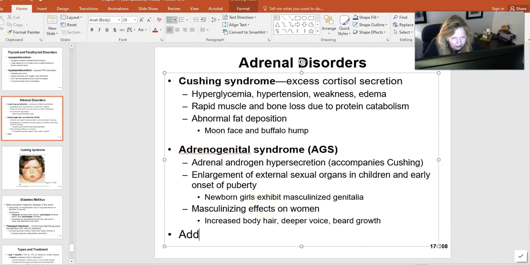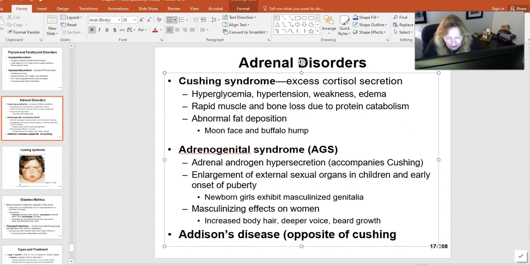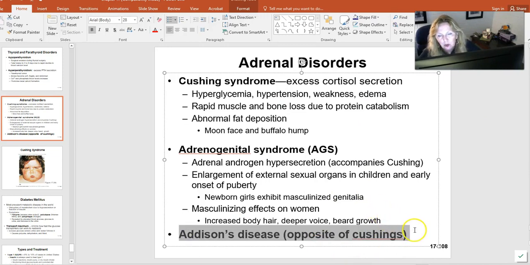This is called Addison's disease or syndrome. Addison's disease is actually, if you think about Addison's of the adrenals, the opposite of Cushing's. So now there is a decrease, a hyposecretion. So now instead of having hyperglycemia, there's hypoglycemia. And instead of high blood pressure, there can be low blood pressure. Again, this disease is not that uncommon, and it's a hyposecretion, so what's going to have to happen is replacement therapy of the hormones. So Addison's disease, the opposite of Cushing's.